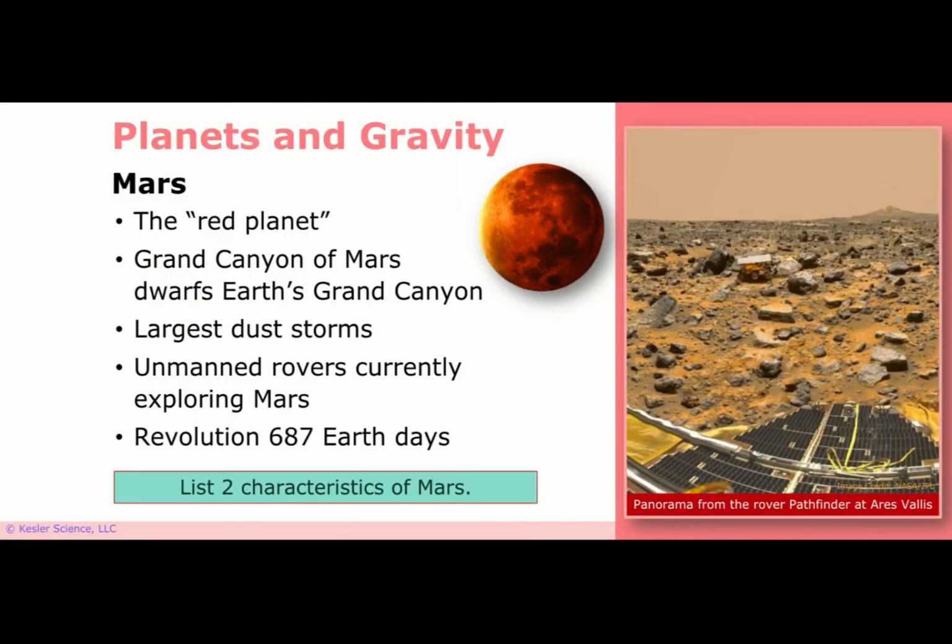Next up is Mars. Now, Mars is a red planet. We call that the red planet. Now, if you are familiar with the Grand Canyon, they believe and they have seen and traced that Mars has what you call a Grand Canyon 2, which looks like the Grand Canyon that we have here in the United States. Now, Mars sometimes has large dust storms, and it was shown in those unmanned rovers that are currently exploring Mars. Now, it takes about 687 Earth days to complete one revolution of Mars around the Sun.